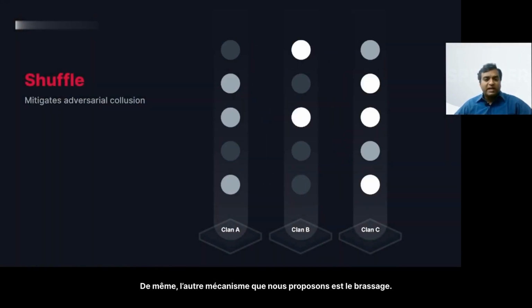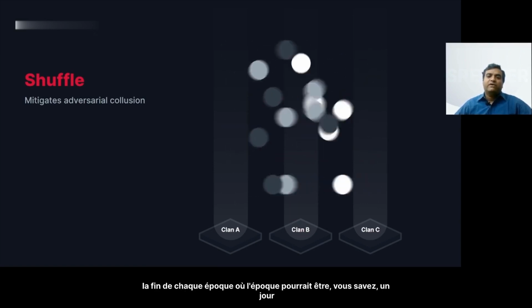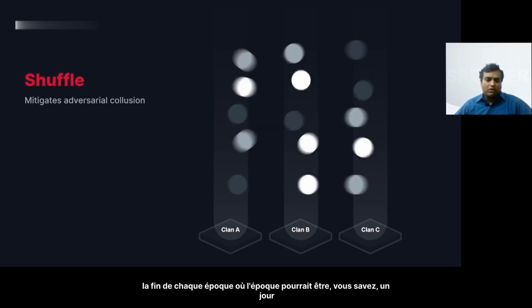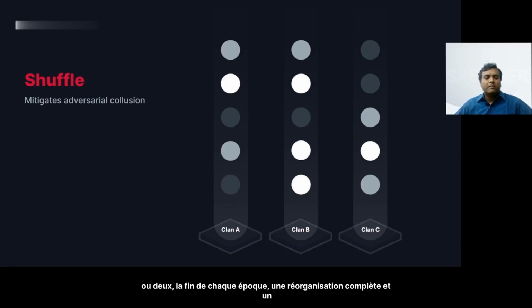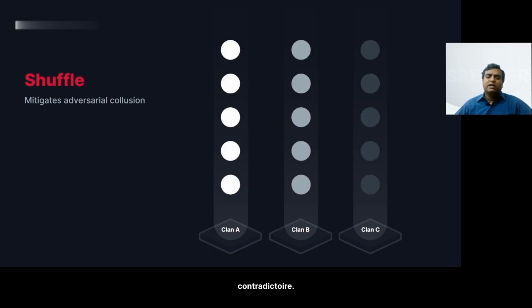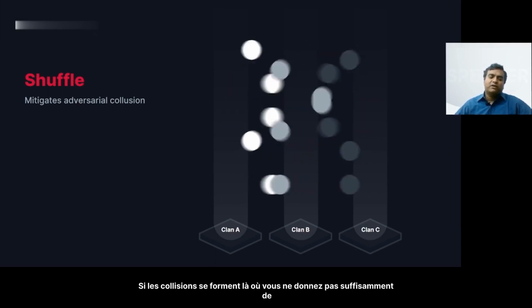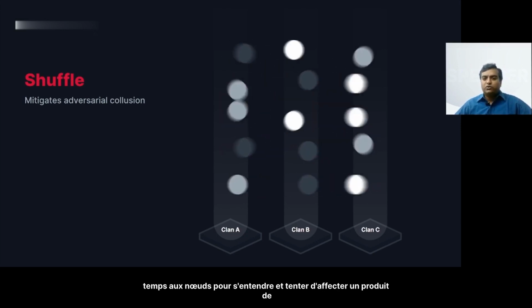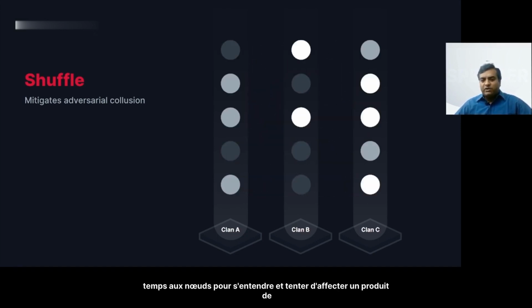Similarly, another mechanism that we propose is shuffling. We know that from tribes, the clans are drawn, and this redrawing of clans happens at the end of every epoch, where an epoch could be 1 day or 2 days. At the end of every epoch, complete reorganization and shuffling happens, so the constituents of the clans can completely change. This is yet another measure to reduce adversarial collusion, by not giving enough time for the nodes to collude and try to affect a commodity of their choice.